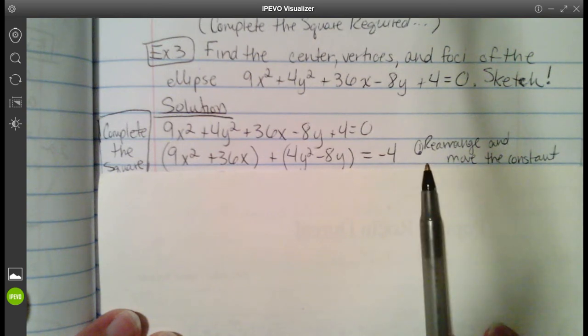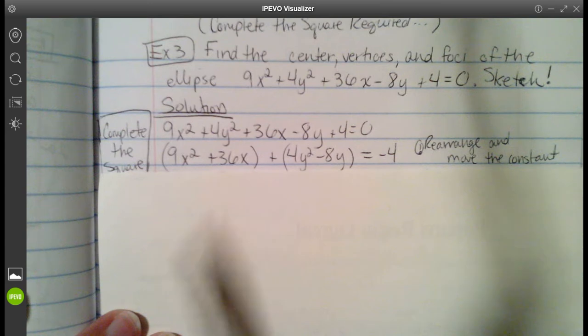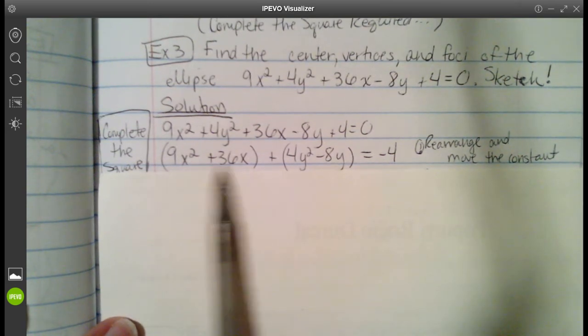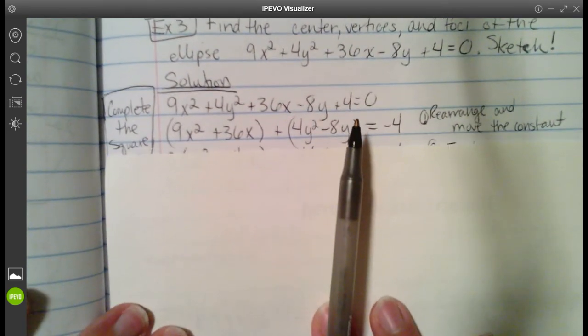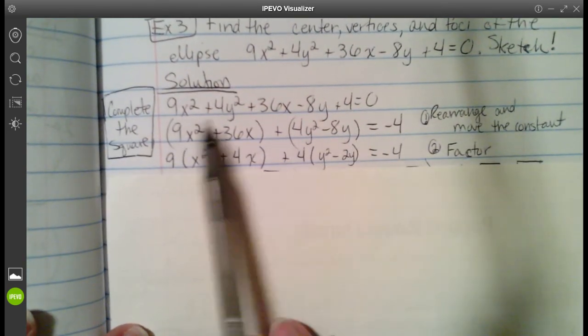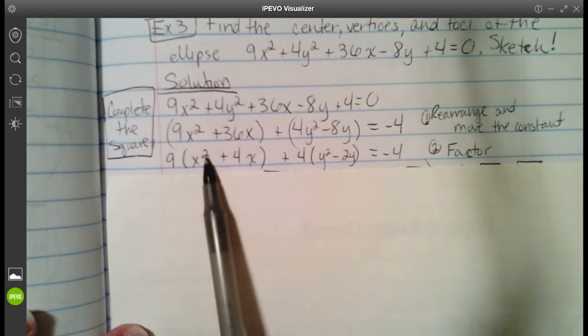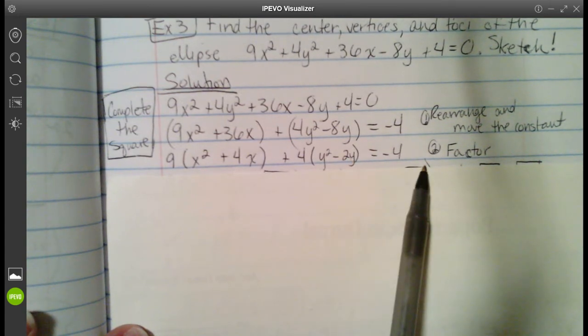And that's what the first step for completing the square is. You fix it to where it's in a standard form, and then you move the constant. In this case, our standard form is this part right here. It still doesn't look like a standard form, though. We have to factor something out. So we're going to factor out the 9 from this part and the 4 from this part to give us that x squared plus x, y squared minus y. Okay, so that's the next part in this.